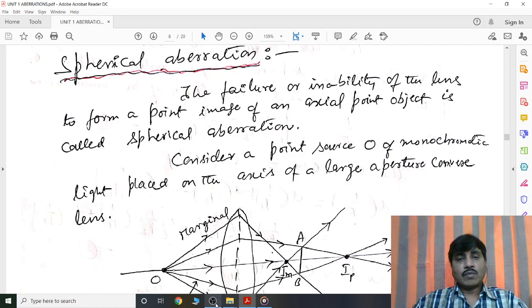Spherical aberration is one of the most important aberrations of monochromatic aberrations. The definition of spherical aberration: the failure or inability of the lens to form a point image of an axial point object is called spherical aberration. That means the lens failed to form the point image of a point object. That means the image is not a point; that may be extended along the axis and perpendicular to the axis also.